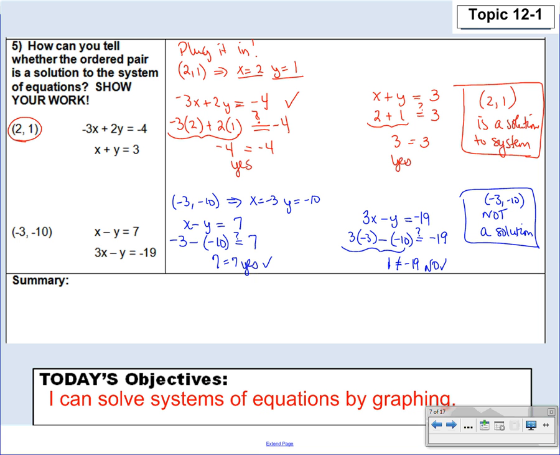So to summarize what we've done here, if you're given a solution, then the way that we figure this out is we're going to plug the point into both equations. Let's try that again. Both equations.